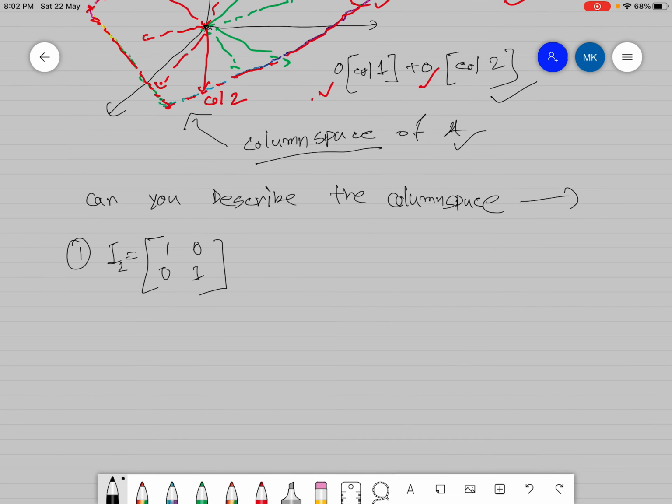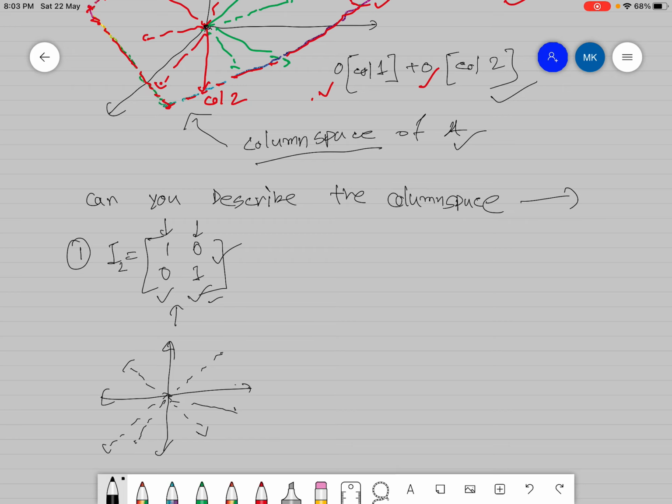So think about all the possible combinations that you can make out of these two vectors. You can guess that this is two-dimensional, and if we take all the linear combinations of these two columns, column 1 and column 2, then we can reach any point of R2. Every vector is a combination of the columns of I. So we can reach any point.